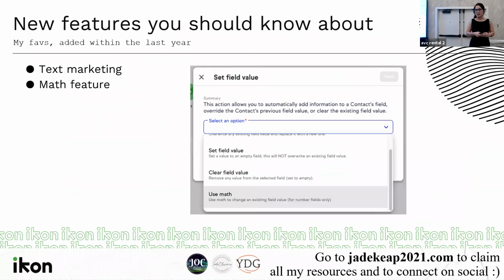The math feature. Okay, you guys are probably like, who likes math? Not me. Same, but this feature is super, super helpful. I used to have to use Plus This to implement this all the time because I love it. And now it's native in Keap. Yay. So it lives in the set field value widget.